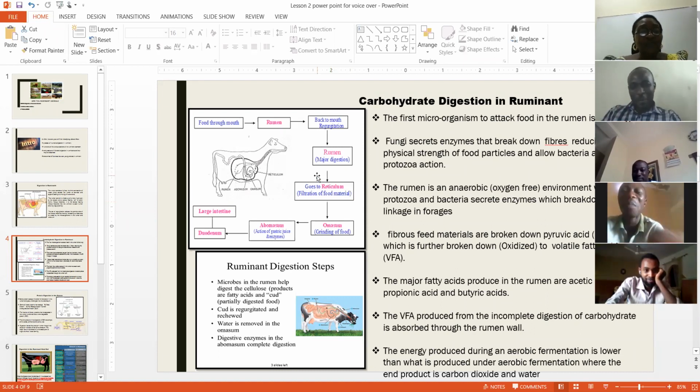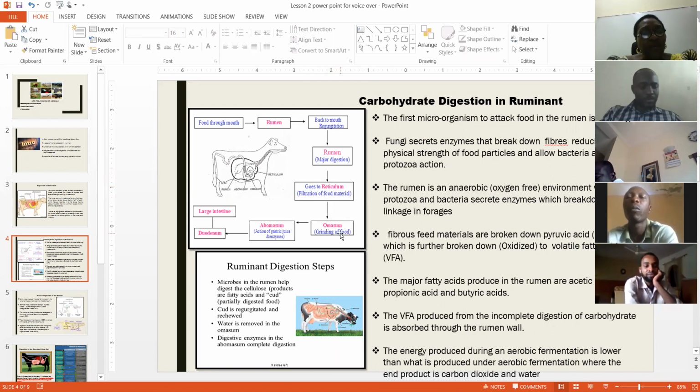So that's really what happens. And so when it gets there, the food goes to the reticulum. And there's filtration, like we said, there's some form of absorption of liquid material, and then it gets to the omasum and to the abomasum, and then it goes to the duodenum, and small and large intestine, and so forth, as you know.